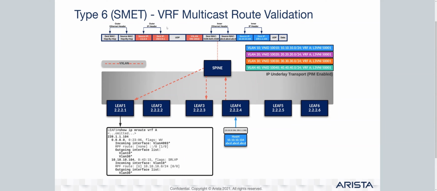If you remember with unicast and symmetric IRB, there's a routing operation at the ingress VTAP and then another routing operation at the egress VTAP. Here it's different. The routing operation only ever occurs at the egress VTAP. And the idea there is, again, we don't want to unnecessarily decrement the TTL, and we also don't want to unnecessarily do a rewrite of that source MAC in the inner Ethernet header.